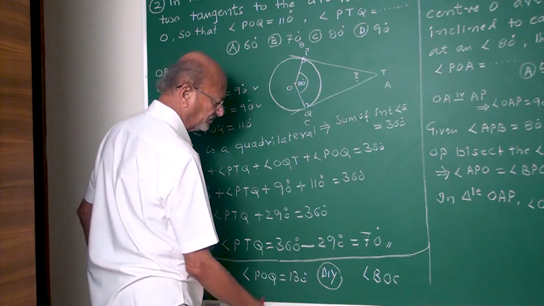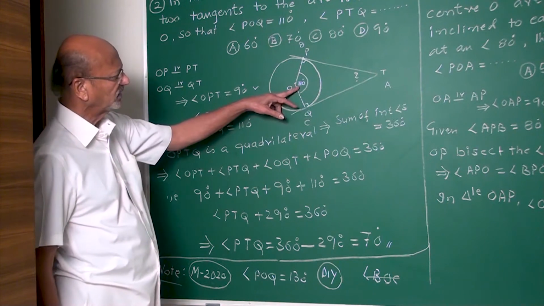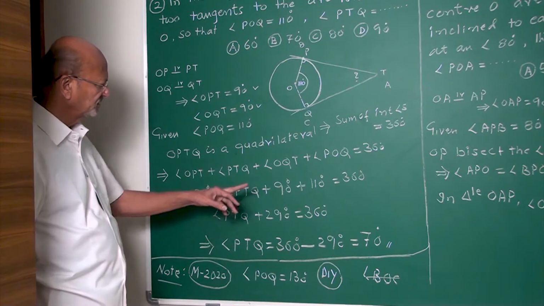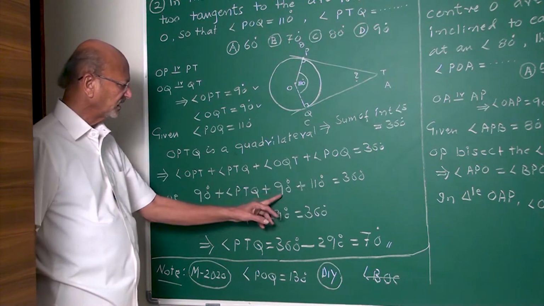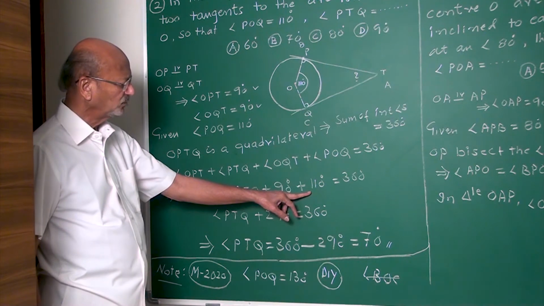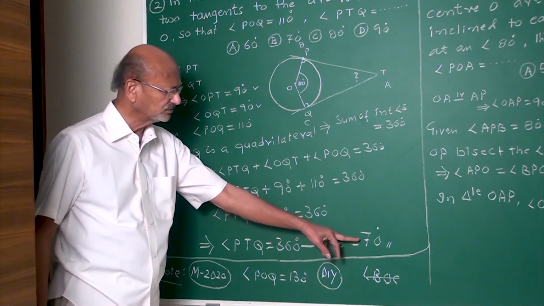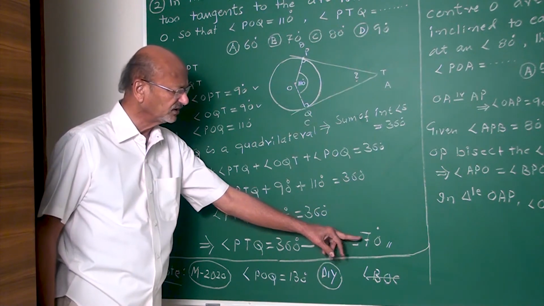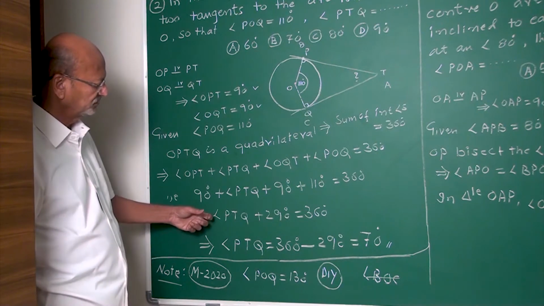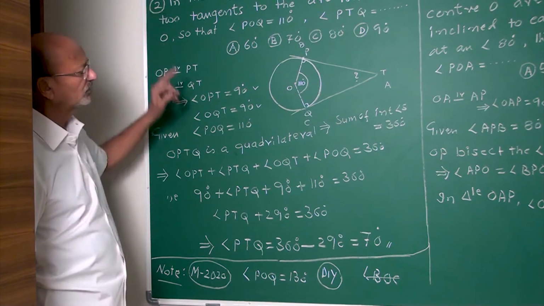Let's try this. Instead of 110, it is given 130. My friends, this is 130. 90, 90, 180 plus 130, 210, 310. 360 minus 310 is what? Instead of 70, you will have 50 degrees. 50 degrees, my friends. This is the first example. Second example in exercise 4.2.